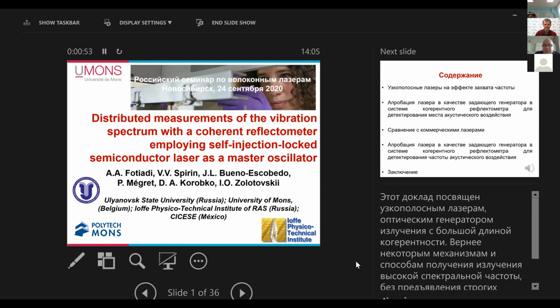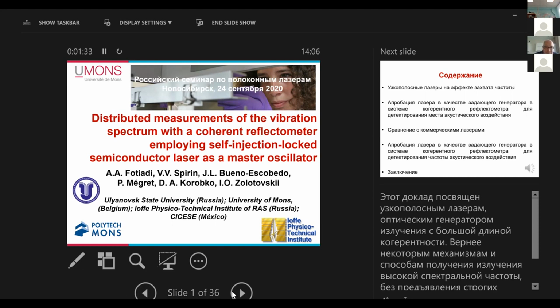So, hello, everybody. So, I'm very glad to be here in Novosibirsk, practically. I would like to present some talk on distributed measurements of the vibration spectrum with coherent reflectometry, employing a self-injection locked semiconductor laser as a master oscillator. The matter of the talk is that we prefer to use very simple solutions for the laser instead of commercial lasers commonly used with coherent reflectometers. So this is the headline of my talk.